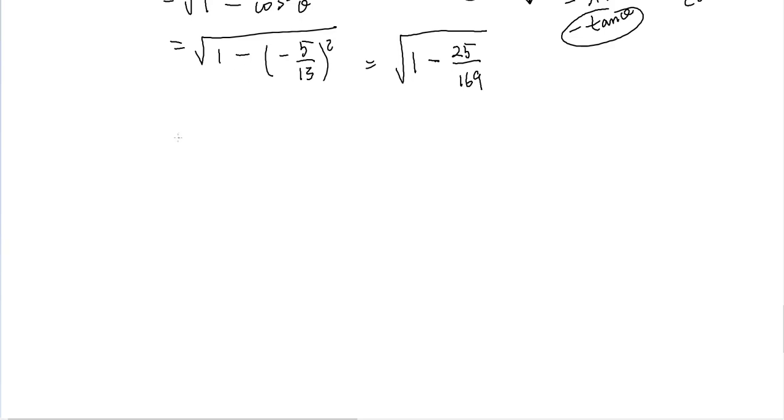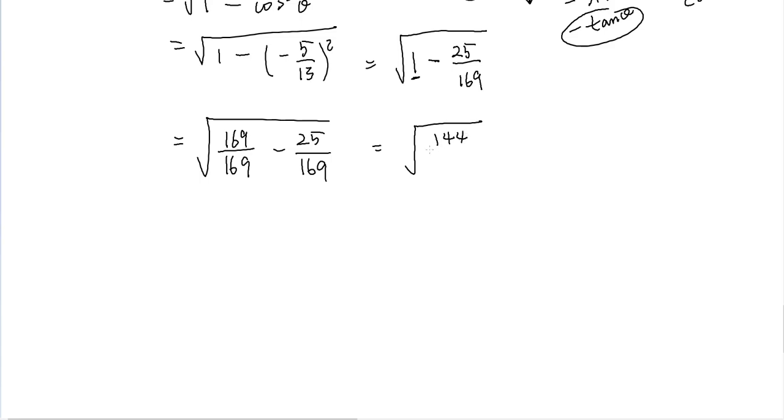And now, square root of, to do the fraction subtraction, I need to change it to one with the common denominator: 169 over 169 minus 25 over 169. They're all inside of the square root. 169 minus 25 is 144 over 169. So it becomes square root of 144 over square root of 169, so it's 12 over 13. And that's my sine theta as a positive number.